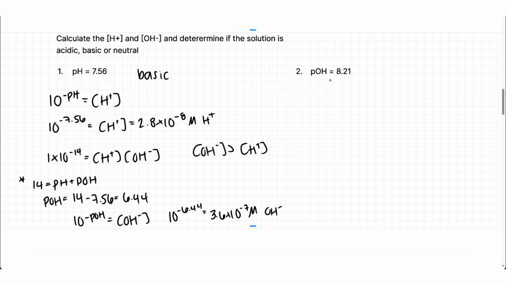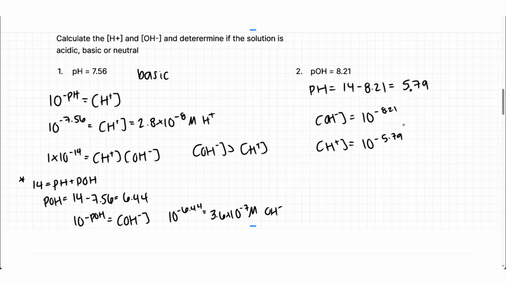For the second problem, we are given the pOH equals 8.21. I will use very similar steps as the first problem, but I will just find the pH first to make it easier when I'm putting both into the calculator to find the concentration of H plus and the concentration of OH minus. If I subtract the pOH from 14, I get that the pH will be 5.79. So my concentration of OH minus will be 10 to the negative 8.21, and my concentration of H plus will be 10 to the negative 5.79.